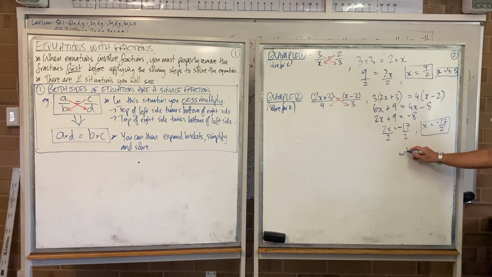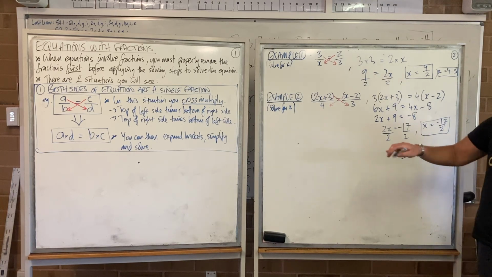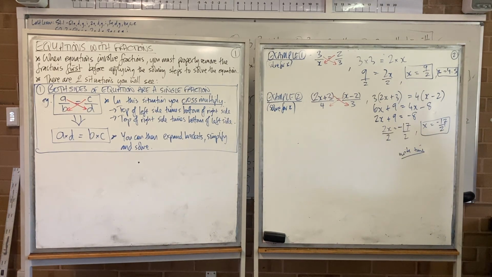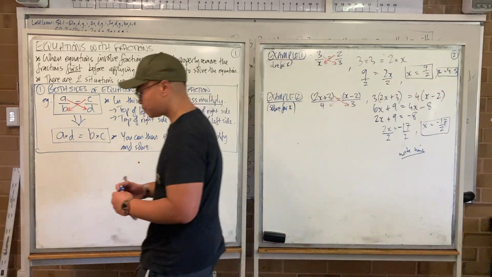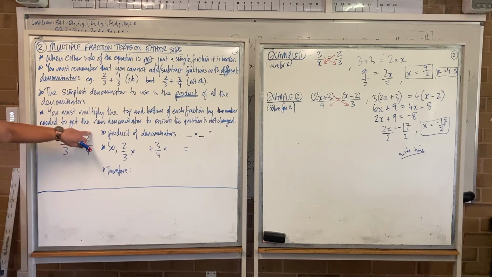Right. Writing time. Get those examples down and that rule about cross multiplication. I'll give you 6 minutes. All right, this is where it gets a bit harder.